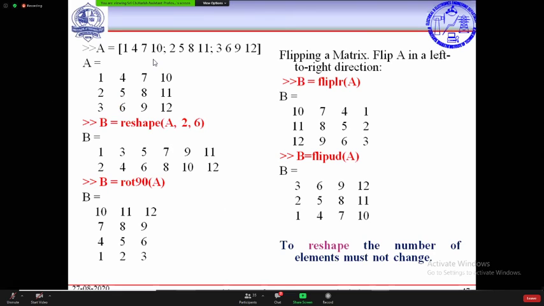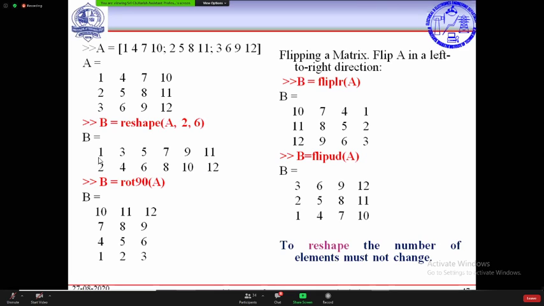This is one example: 1 4 7 10, 2 5 8 11, 3 6 9 12. This is a 3 by 4 matrix. I want to reshape it. What is the product value? It is 3 times 4, which is 12. So whatever dimensions you give, the product value should be equal to 12. Reshape A comma 2 by 6. 2 times 6 is 12, so it is accepted.